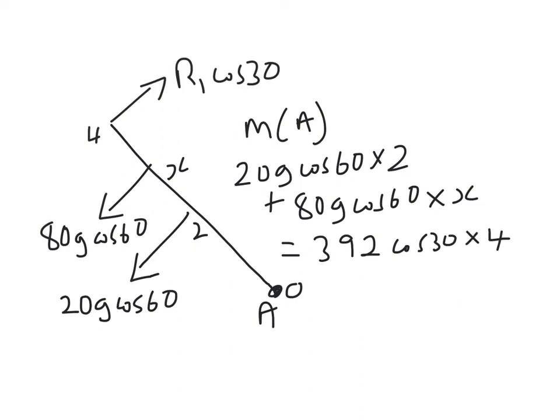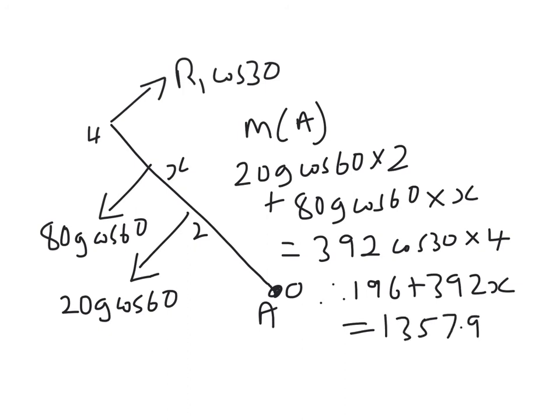Now personally I don't like writing all these convoluted expressions out all the time. Let's just work them out. 20g cos 60 times 2, that's 196. 80g cos 60 is 392 by coincidence, so 392x, and 392 cos 30 times 4 is 1357.9278. So from that x works out to be 2.96.